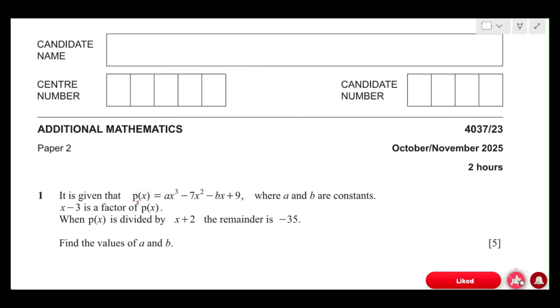Question number 1, it is given that p of x is the polynomial. This is the polynomial p of x and it is a cubic polynomial where a and b are constants. x minus 3 is a factor of p of x. When p of x is divided by x plus 2, the remainder is negative 35. Find the values of a and b.